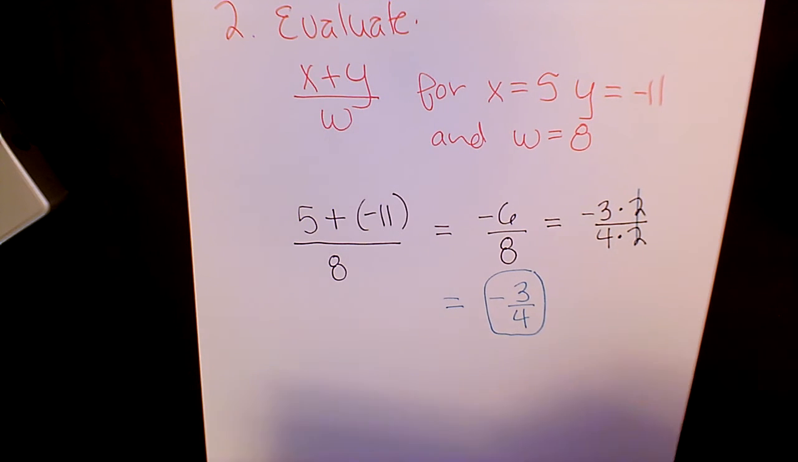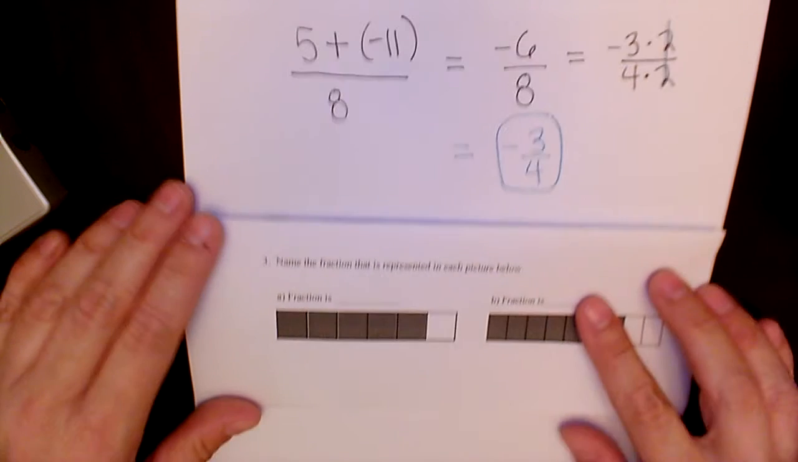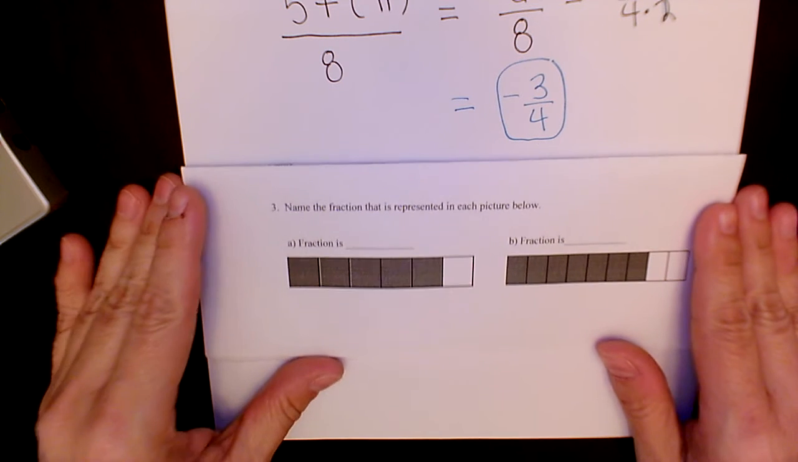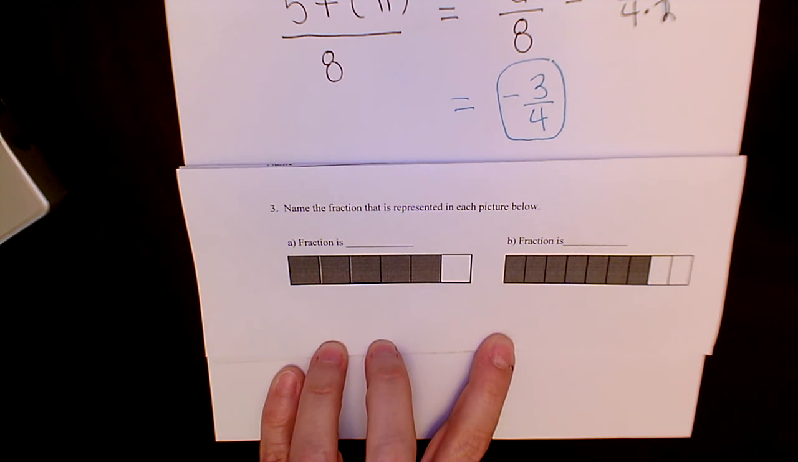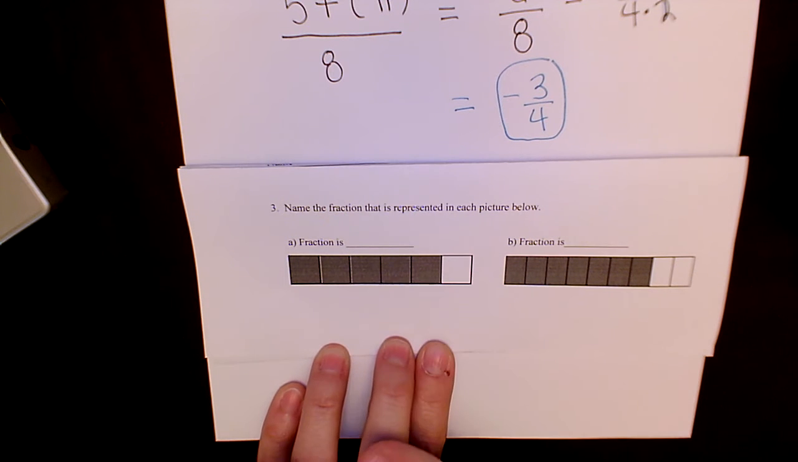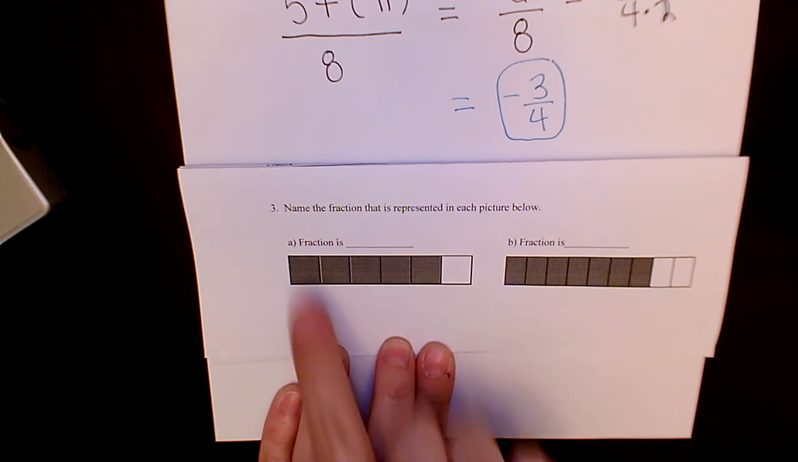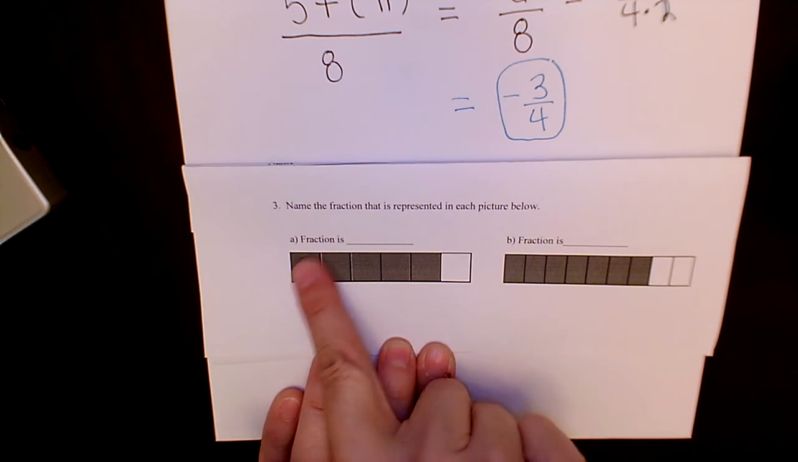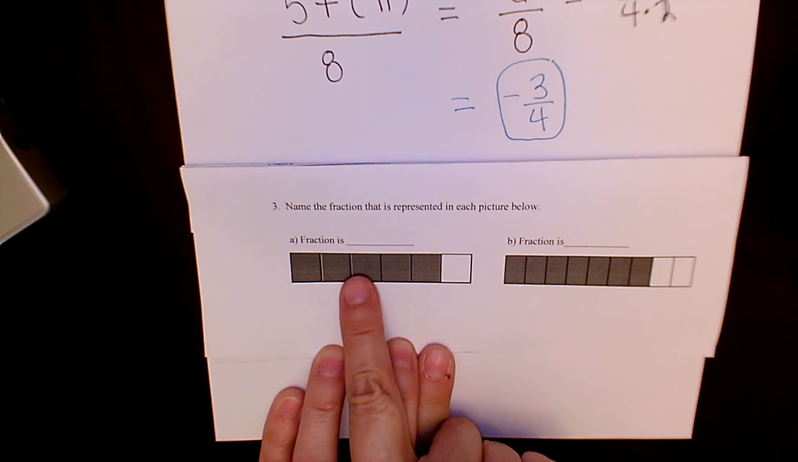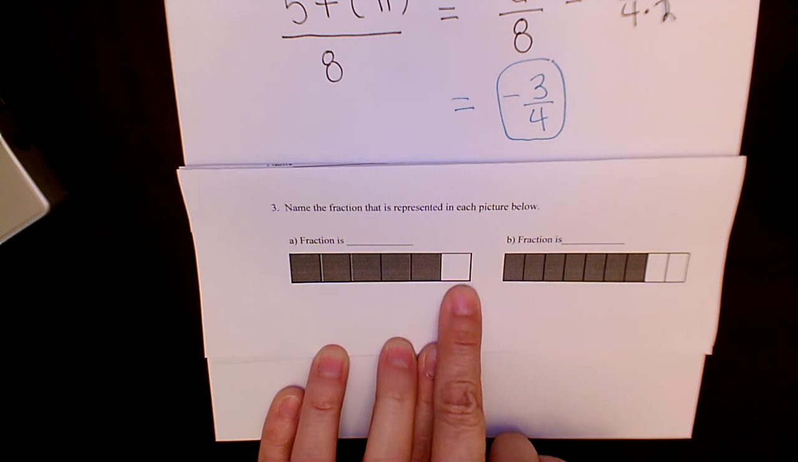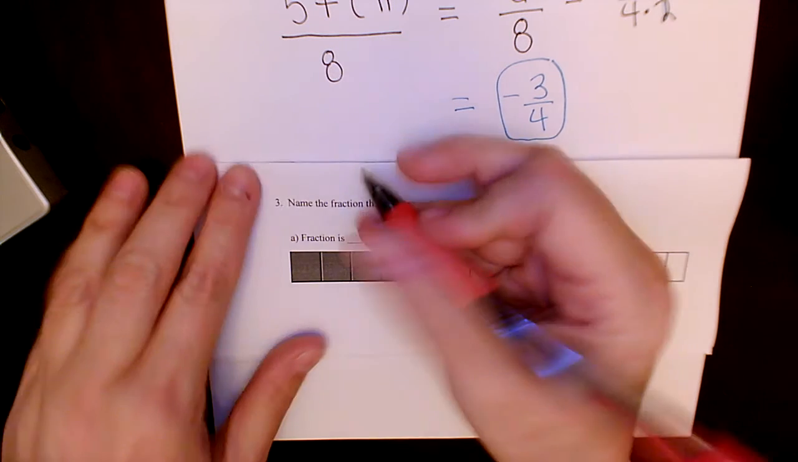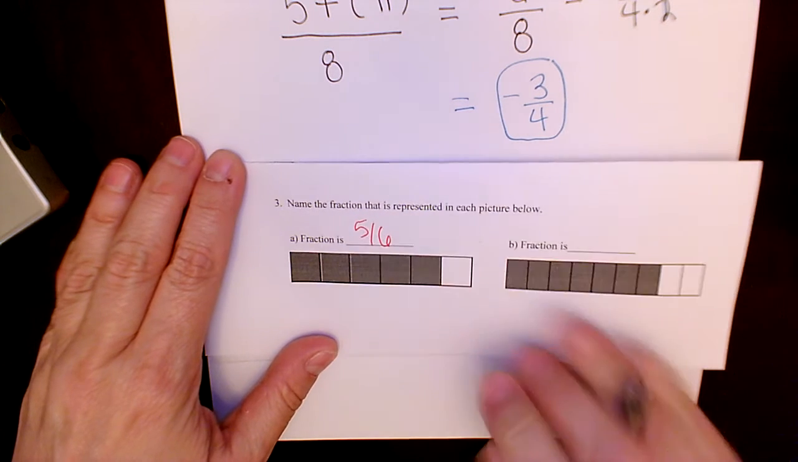Okay, number 3. I need the picture. So, what fraction is this a picture of? Remember, the top is the shaded pieces and the bottom is the total number of pieces. So I've got 1, 2, 3, 4, 5 over 6. So this is 5 over 6. That's it.